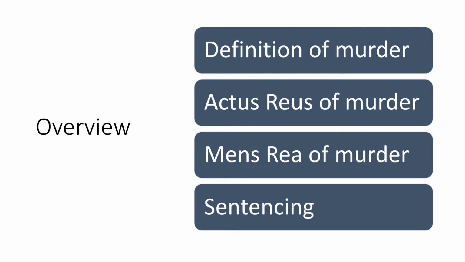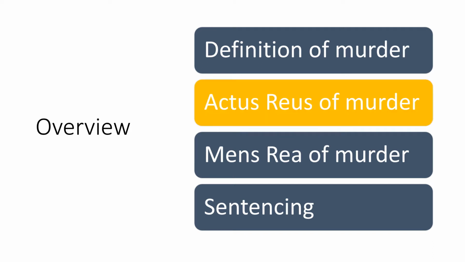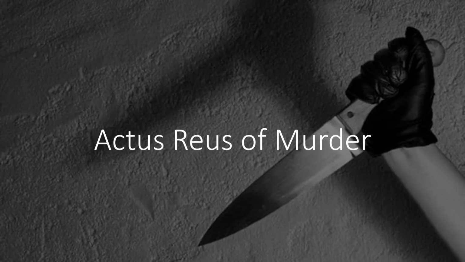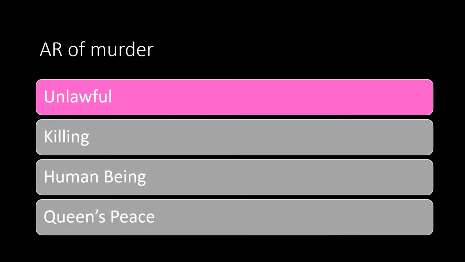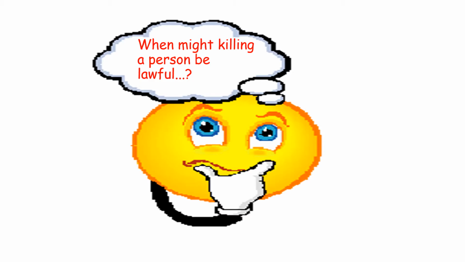So we've looked at the definition of murder, and we're now going to focus on the actus reus. The actus reus of murder considers quite a number of things: unlawful, killing, human being, and Queen's peace. I'm going to address each of these in turn, beginning with what unlawful means.